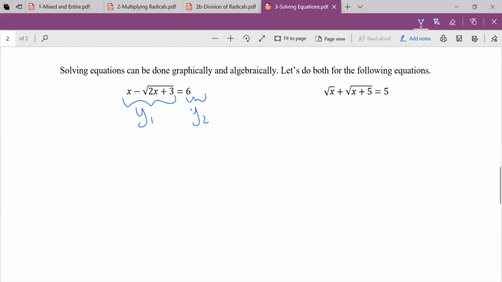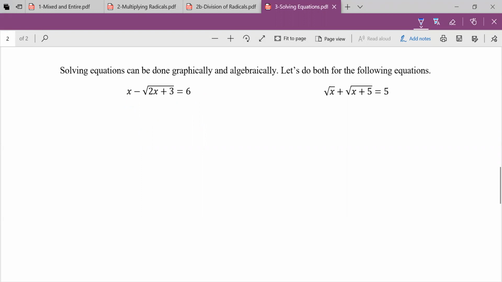Might as well. We know the answer is 11. Now let's prove or show that the answer is actually 11. So here's what we're going to do. These actually aren't that bad. What I got to say to myself is I've got to get rid of that radical. It's in the way. So how am I going to get rid of a radical?